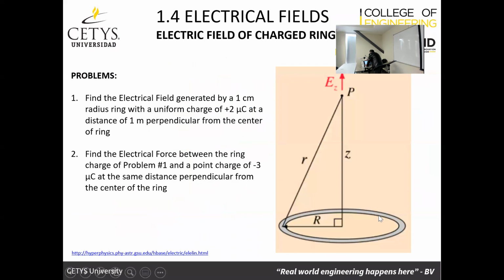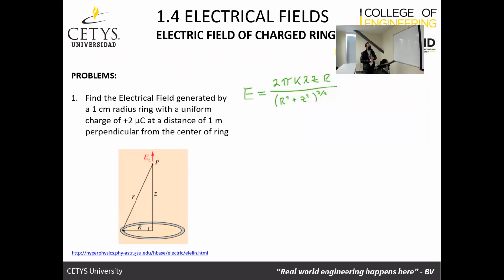There we go. Okay, so we're going to be doing two problems here. So we want to find the electrical field that's generated by a 1 centimeter radius ring. Radius of the ring is 1 centimeter, that has a uniform charge of 2 microcoulombs, positive, at a distance that's 1 meter perpendicular from the center of the ring. Okay. So let's identify some things here from this situation, and we're going to do that on the next slide.